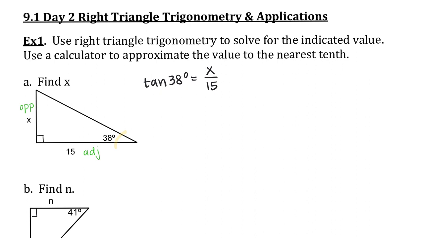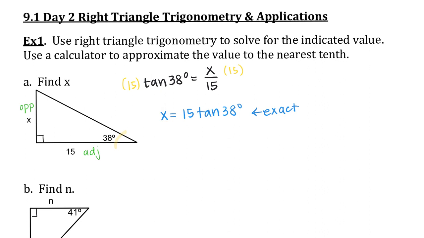And then tangent is opposite over adjacent. Okay, now I need to solve for x. It says use a calculator to approximate to the nearest tenth. Sometimes it doesn't say to use a calculator, so I'm going to write it in exact form as well. So I'm going to times by 15. Now if it said to leave it in exact form, I would leave it as 15 tangent 38 degrees. That's considered an exact answer.